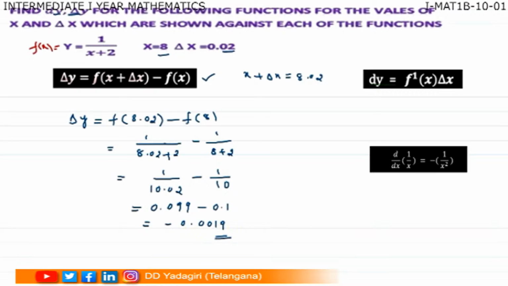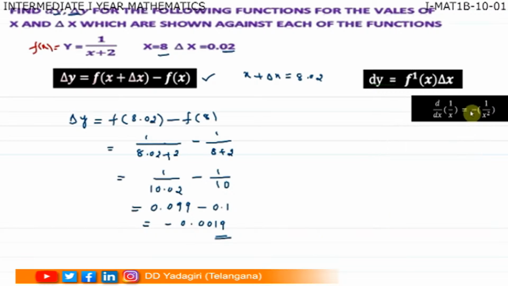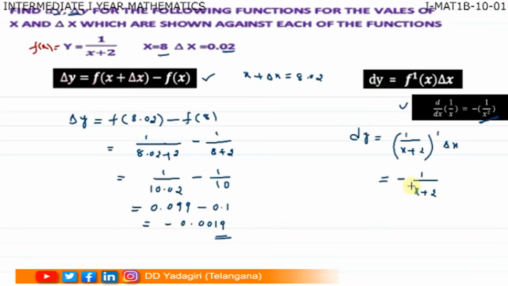Now similarly, to find the value of dy, again we know the formula of dy. Dy is equal to f dash x into dx. Now substitute in this formula. Dy is equal to f dash x, the derivative of 1 by x plus 2, into delta x as it is. Now we know the derivative of 1 by x is minus 1 by x square. Using this formula, the derivative of this particular term is minus 1 by x plus 2 whole square into delta x as it is.